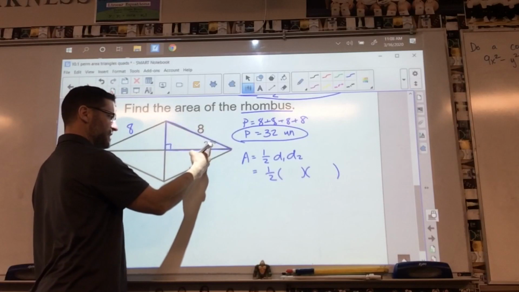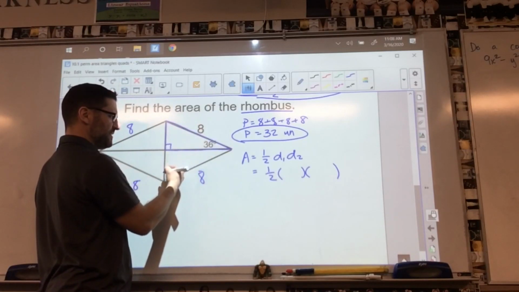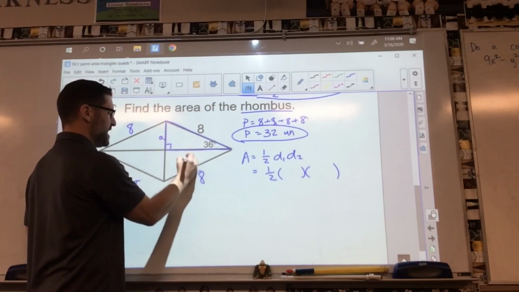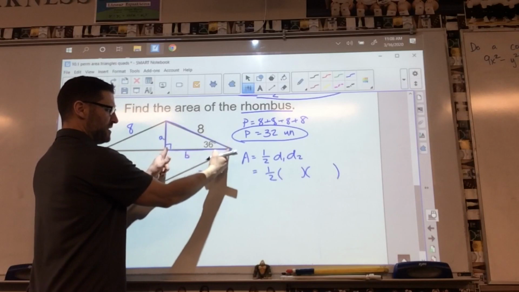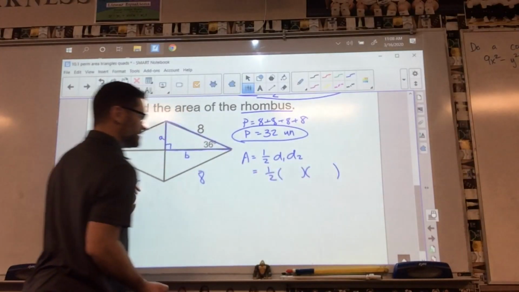So I have a 36 there, I have an 8. I need opposite and adjacent. This is just a straight up SOHCAHTOA problem. I'm going to call this part A and call this part B. And if I find B, I'll just double it. If I find A, I'll just double it, and I can plug those values in right there.